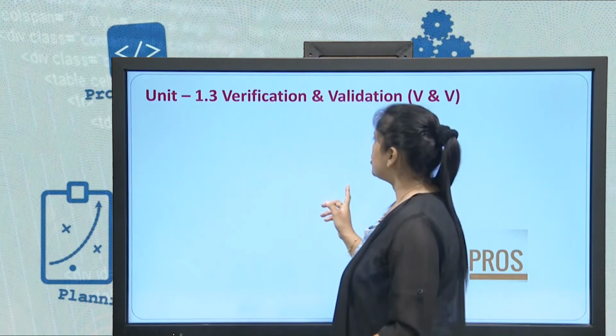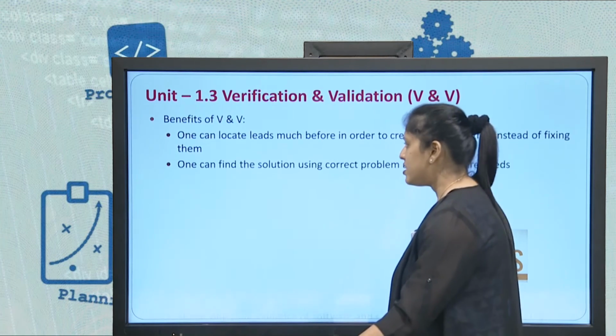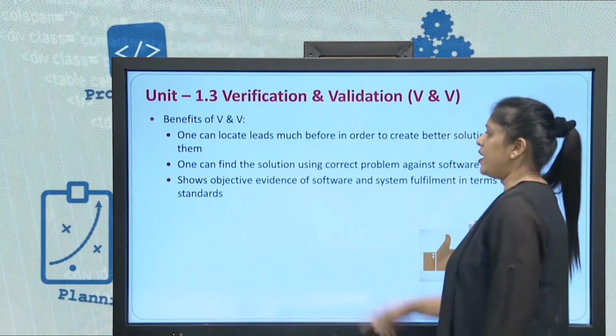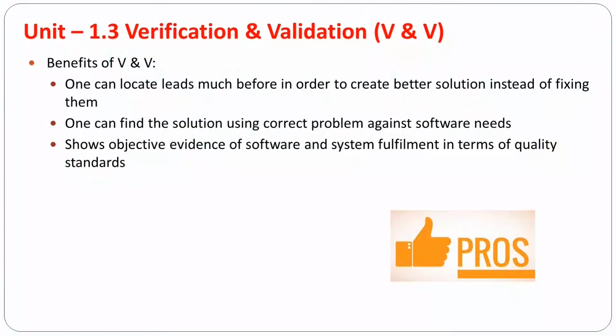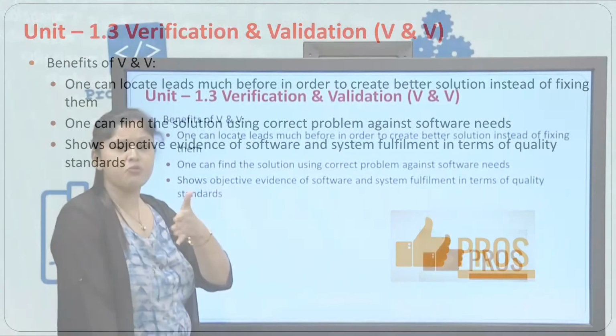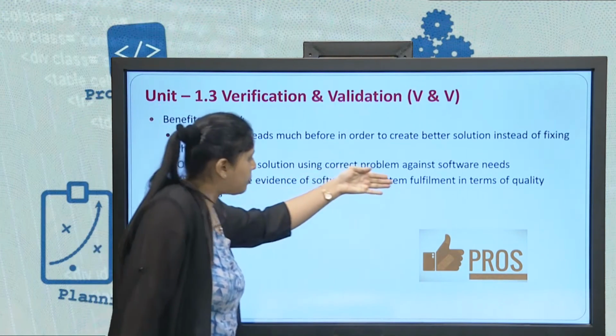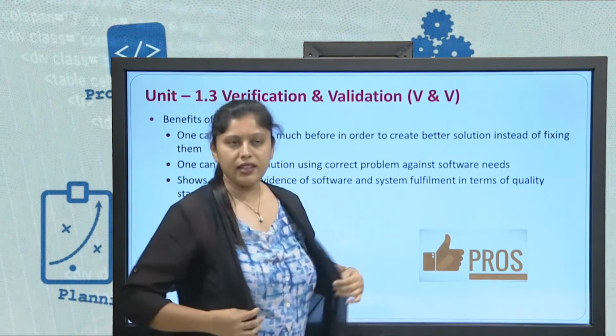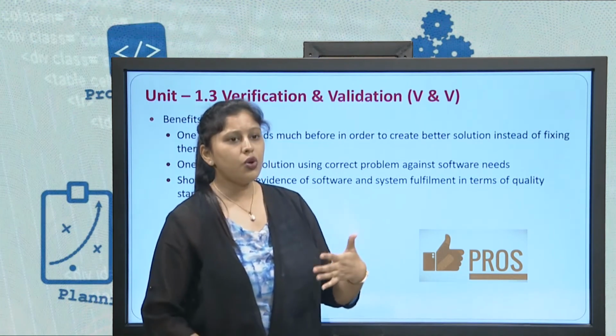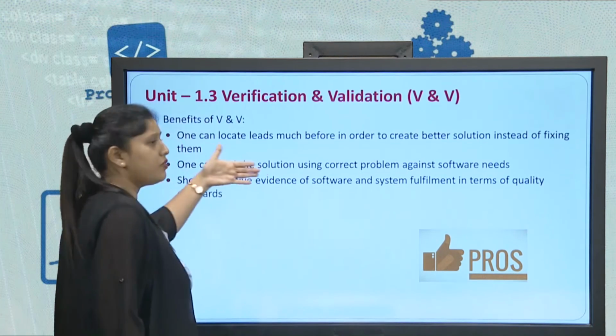So my verification and validation works with all these steps. Then let us see the benefits of V&V. One can locate defects much earlier in order to create a better solution instead of fixing them later. If I have a certain problem in my software development and I am not going the right way, then V&V tells me that I am not building the right software. Then one can find the solution against the software needs; if you are not fulfilling the customer requirements, it helps you find solutions.